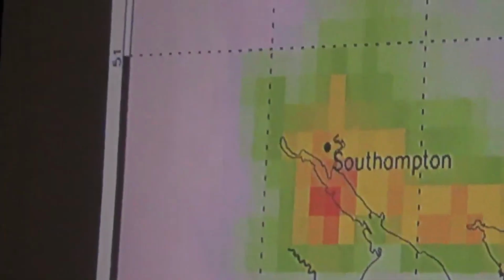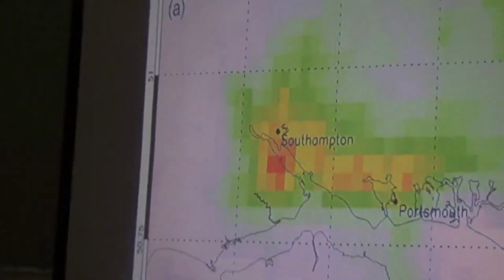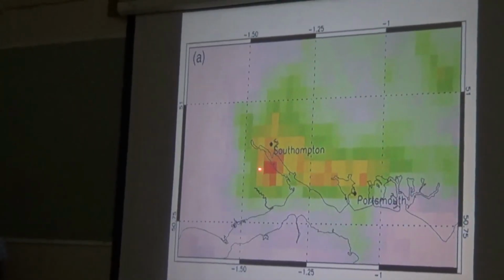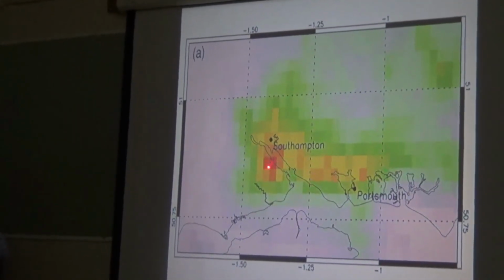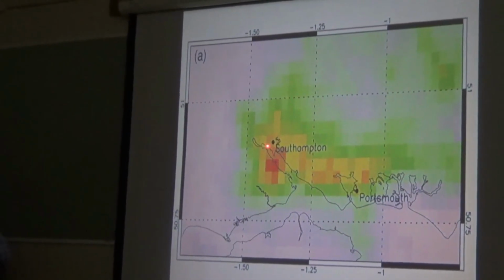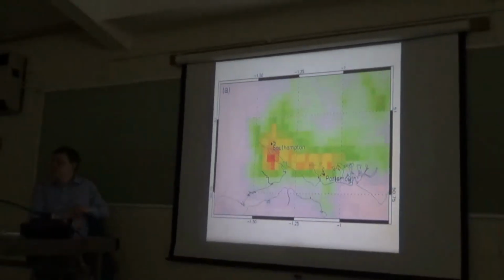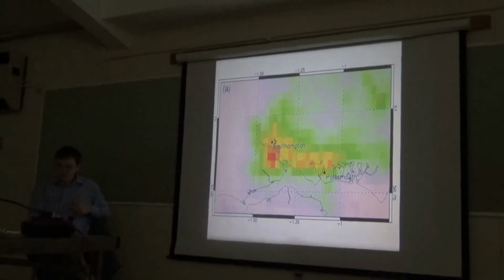And if you zoom in a bit more, this is a map from the precursor satellite to that one, in fact, over Southampton, where you can see a spike around Fawley Oil Refinery, which makes sense again, and also the peak areas mostly following the route of the M27, which again makes sense.